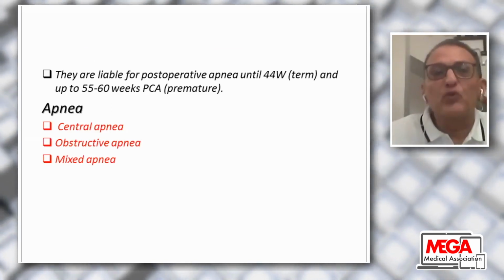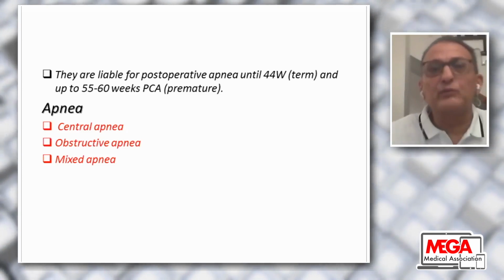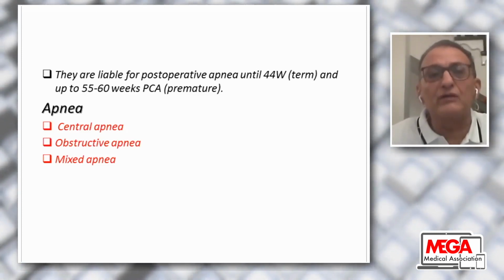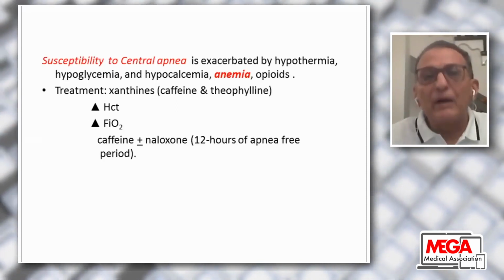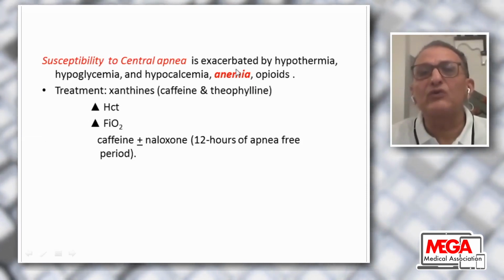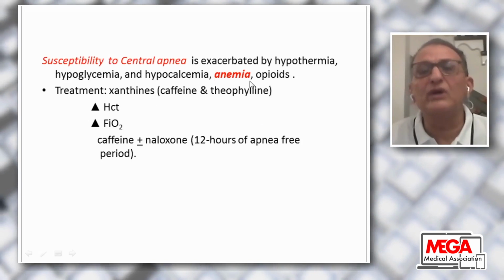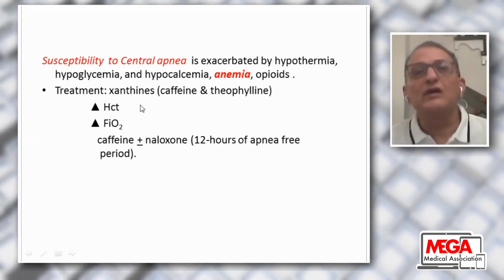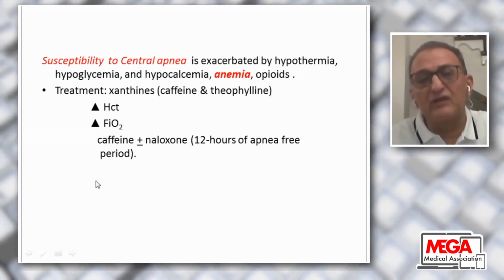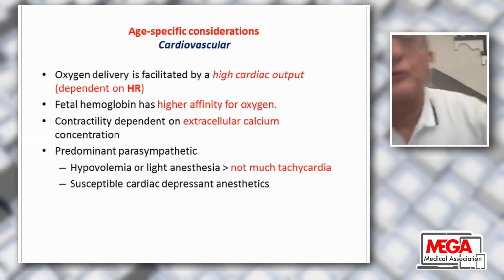They tend to get postoperative apnea up to 44 weeks in term neonates and up to 60 weeks in preterm neonates. The apnea is commonly a mixed apnea, both central and obstructive type. Postoperative apnea is exacerbated by many factors, but anemia is the most important factor that predisposes to it. Other factors include hypothermia, hypoglycemia, hyperuricemia, and narcotics, and we treat by raising the hematocrit, increasing oxygen, giving caffeine, maybe naloxone. But when we give this we don't send them home as if they are safe; we keep on monitoring them for at least 12 hours of apnea-free period.